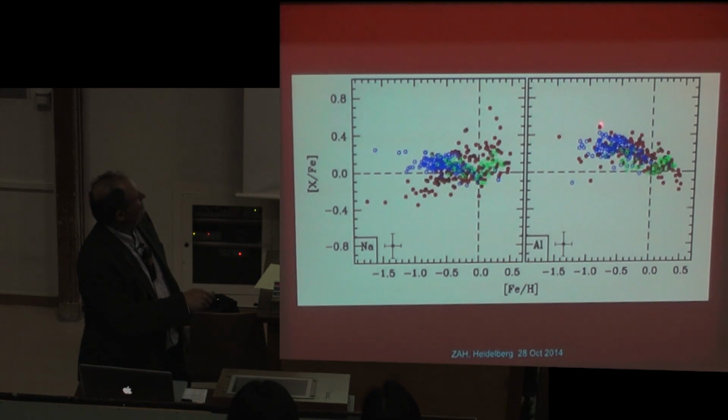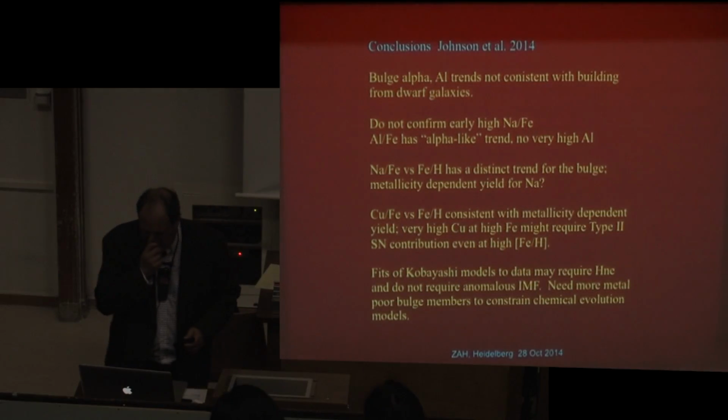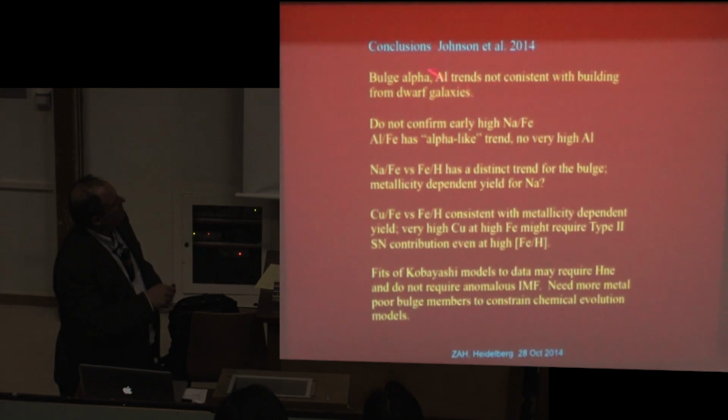And then this is aluminum to iron versus iron to hydrogen, and the trend here is very much alpha-like, which is also a unique result for aluminum. So these are the conclusions from Johnson et al. on the bulge alpha trends. I don't really need to read these.